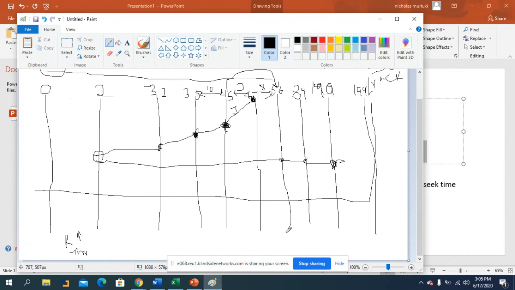Remember, we are doing a recap on what we did last week, given what we were supposed to do. The shortest seek time first. Pardon? The shortest seek time first.